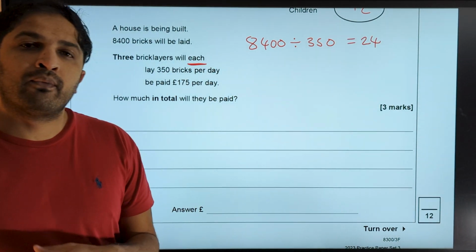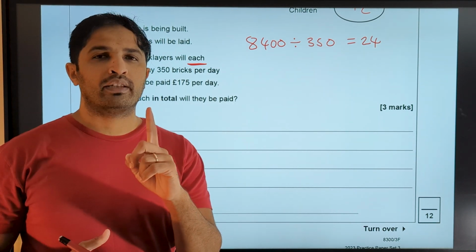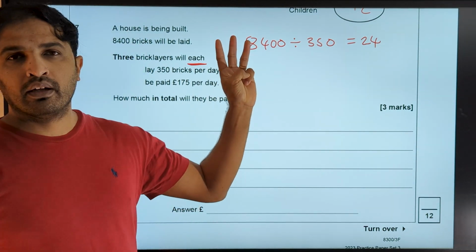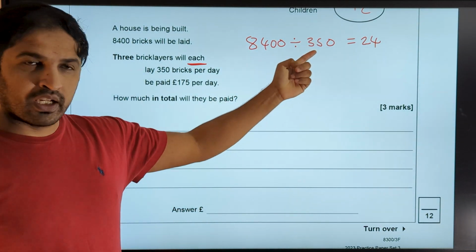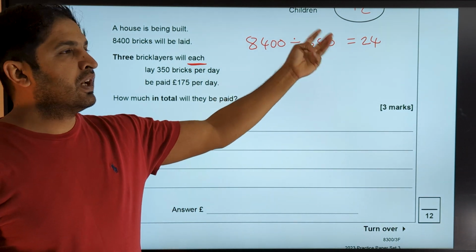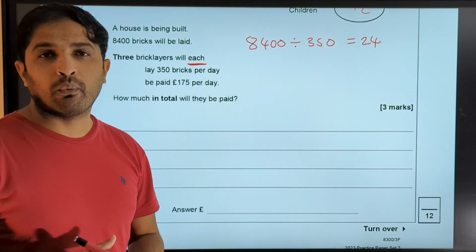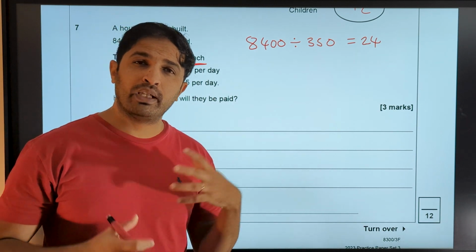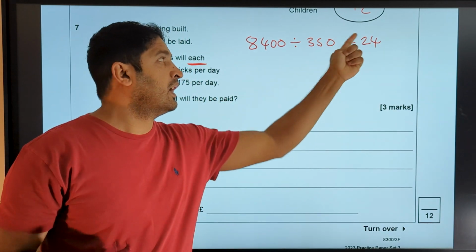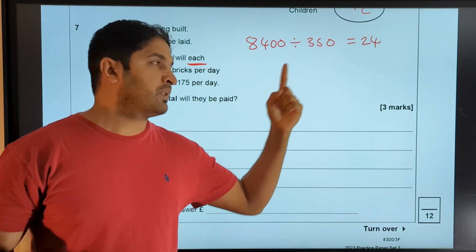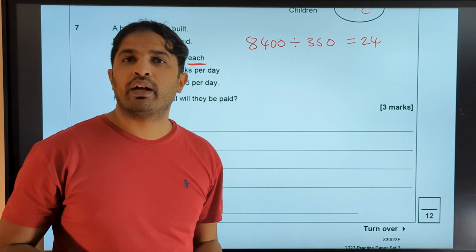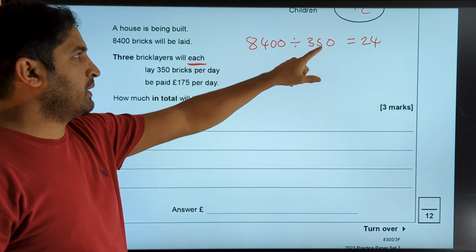So we need 24 days of work from one person. If 3 people are coming, then we can divide that by 3, so we need 8 days of work from them. They should be able to complete the entire house if 3 people are working in 8 days. If one person is working, they should be able to complete it in 24 days. So that's what we get, 24.